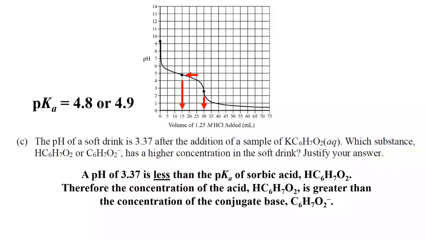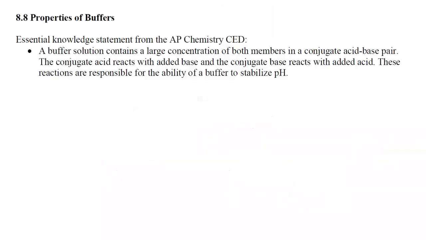Now let's take a look at our next topic in the packet. This is topic 8.8, properties of buffers. Here is an essential knowledge statement from the AP Chemistry course and exam description. A buffer solution contains a large concentration of both members in a conjugate acid-base pair. The conjugate acid reacts with added base, and the conjugate base reacts with added acid. These reactions are responsible for the ability of a buffer to stabilize pH.